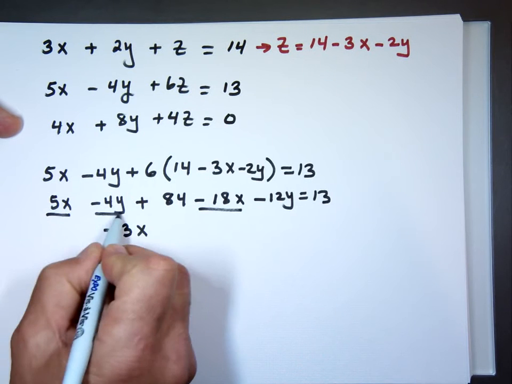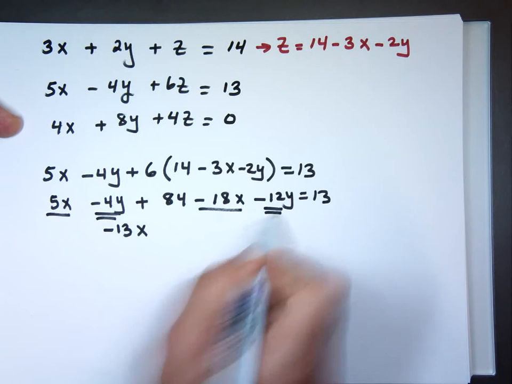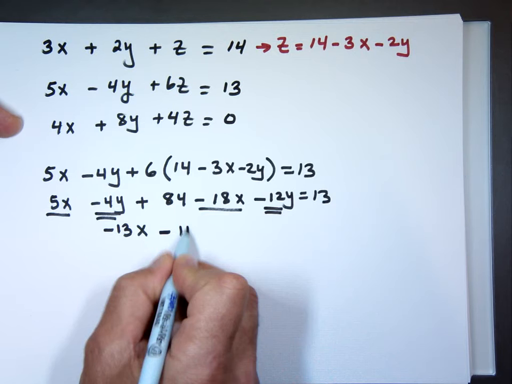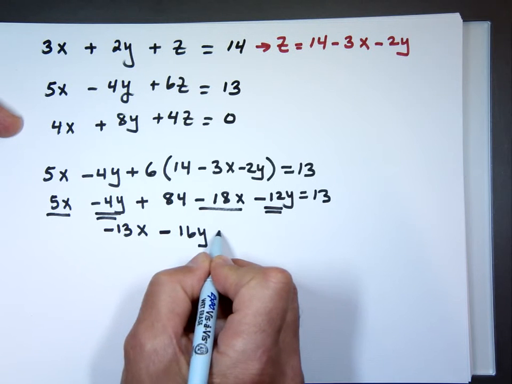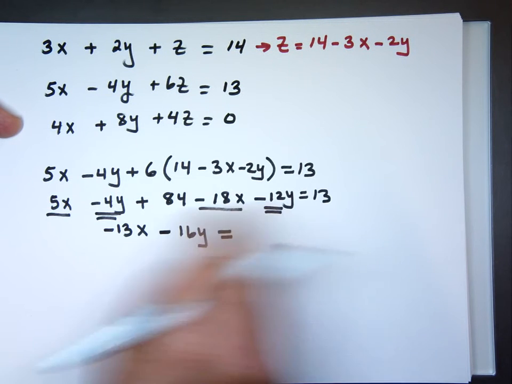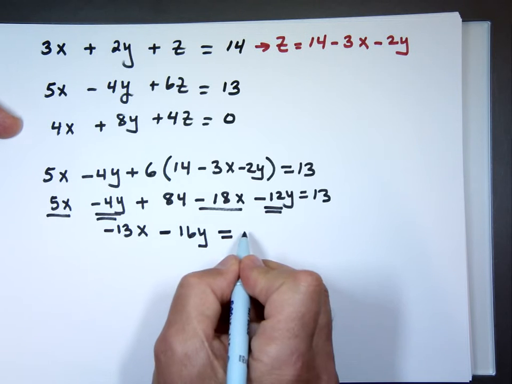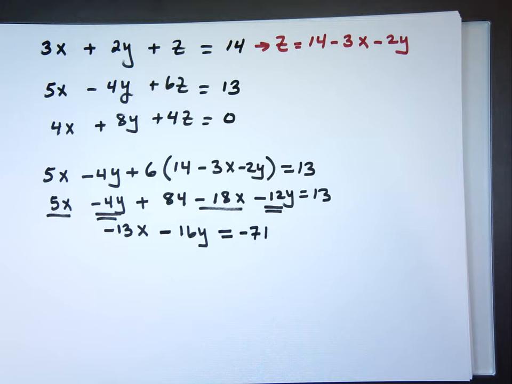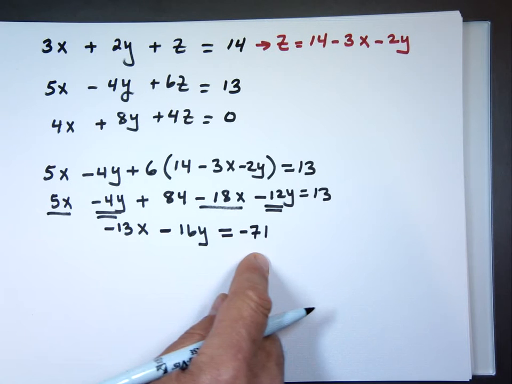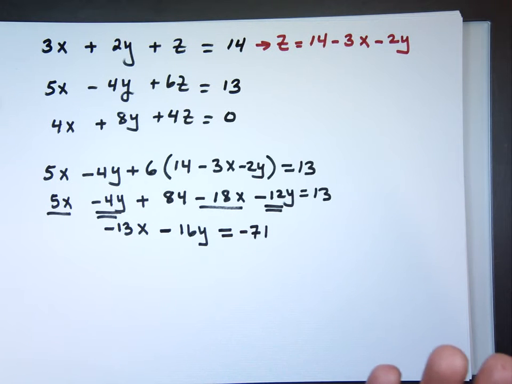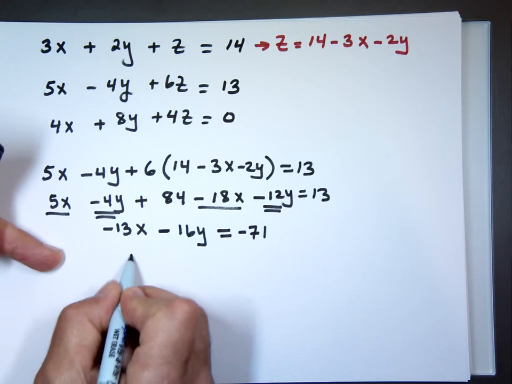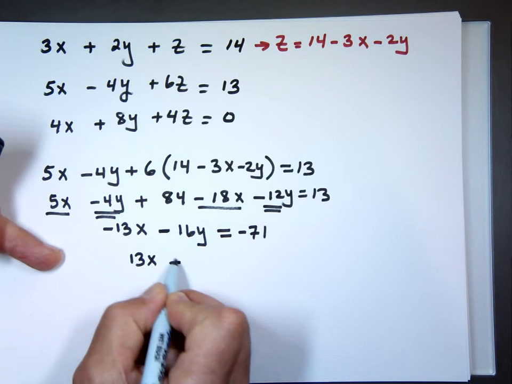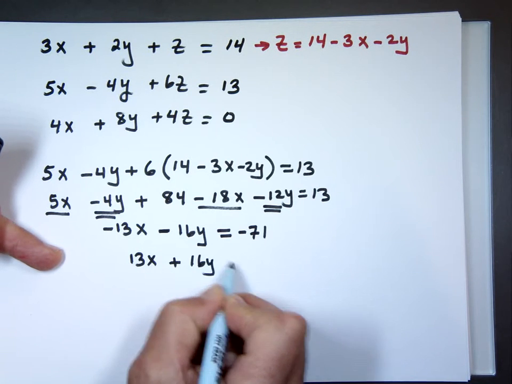What's negative 4y minus 12y? Negative 16y equals 13 minus the 84. Is that a negative 71? Notice they're all negative. Can you see them? Every one of them is negative. Why not multiply by a minus 1, just to get rid of the minus signs? 13x plus 16y equals 71.